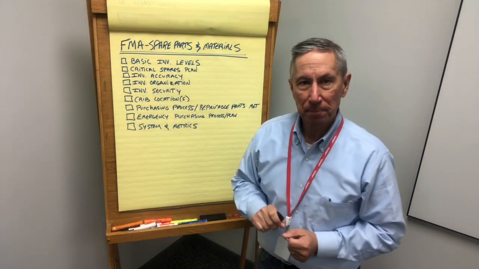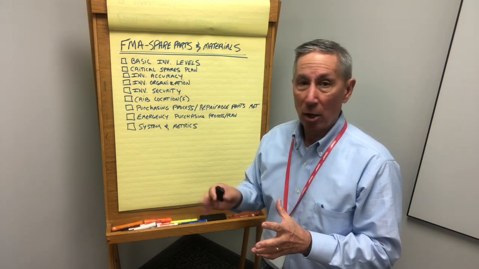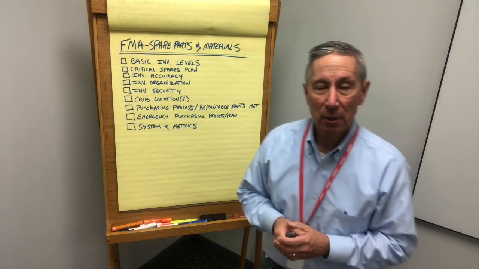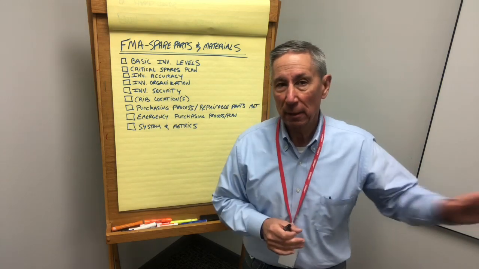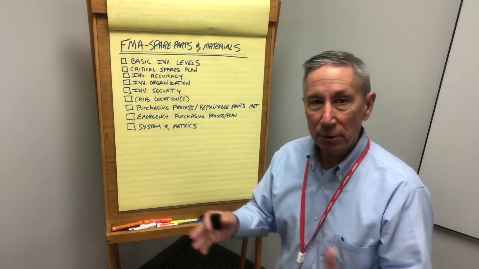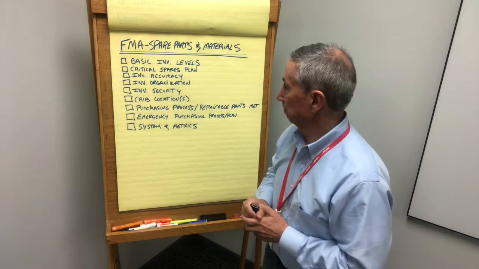Critical spares plan. This has 2 dimensions. We're looking at critical parts, hard to get parts, expensive parts, slow turnaround or big lead time parts, but also critical assets out on the floor make a difference. So you take these 2 dimensions and you really investigate the critical spare parts plan.